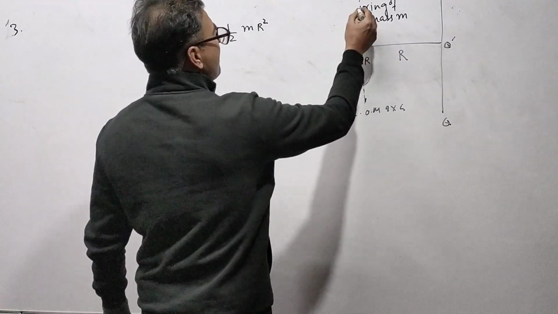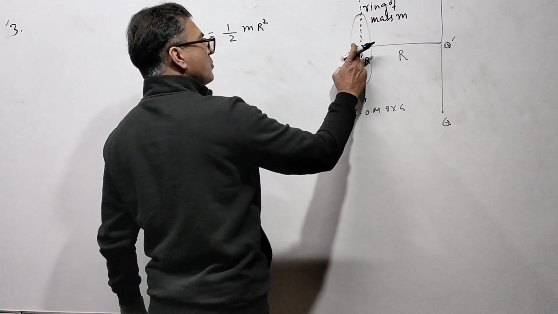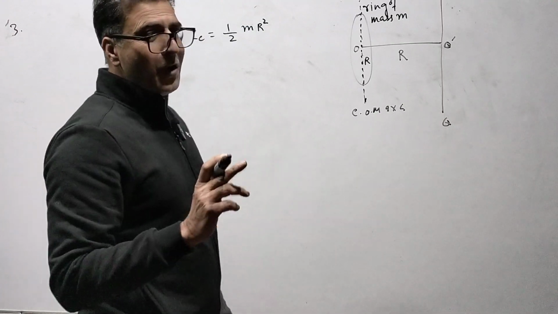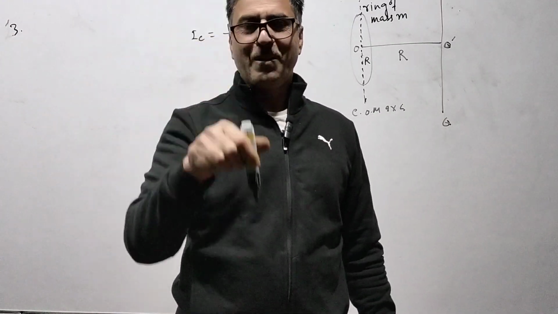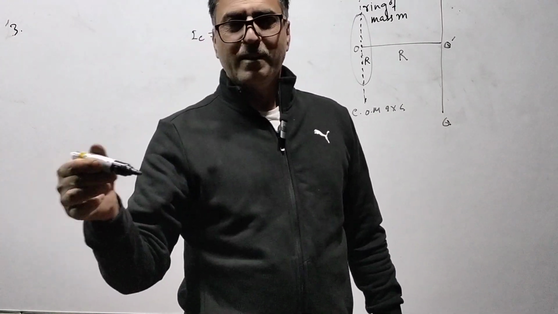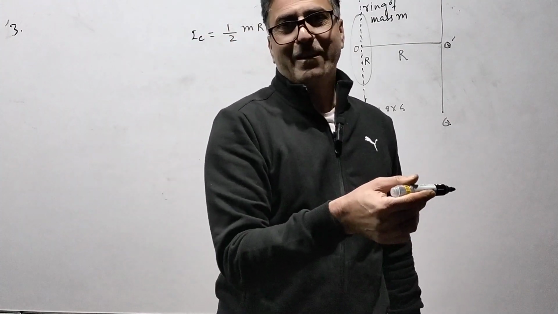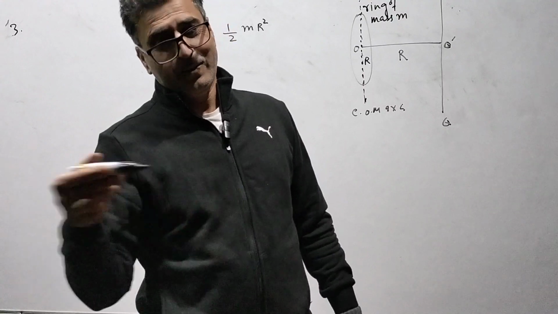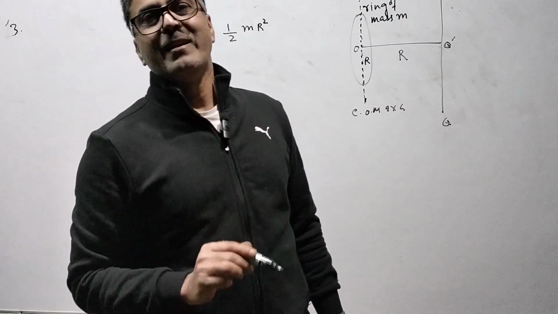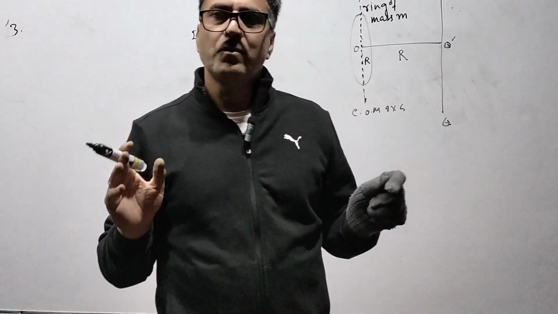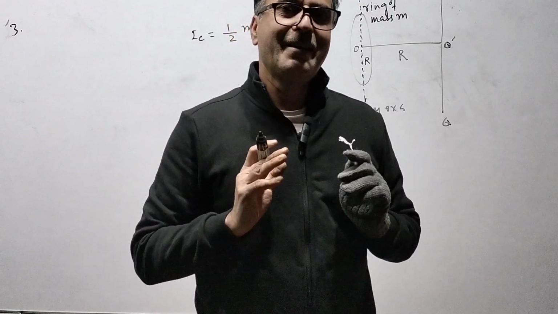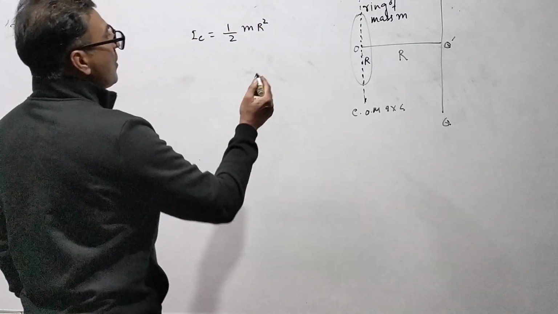It is also a center of mass axis, because this axis also passes through the center of mass, but it is not perpendicular to the plane of the ring. It is passing through the plane of the ring, through the diameter and passing through the center. And its moment of inertia, as you must know, is 1 by 2 mr square. Ring ka. So what formula do we use?